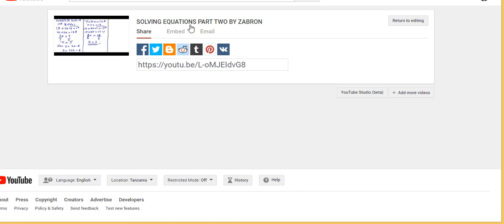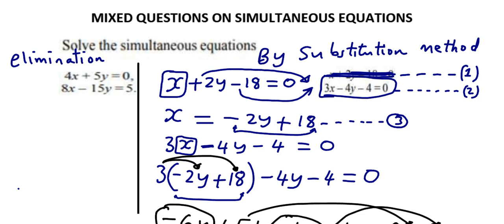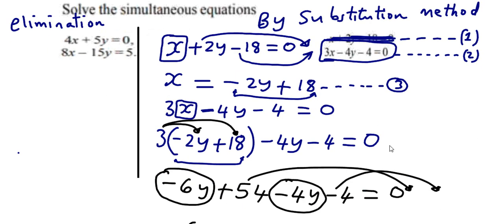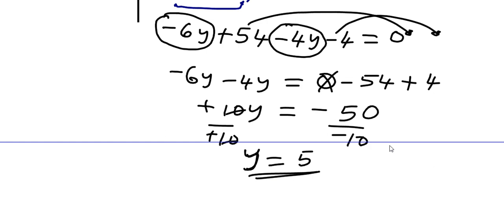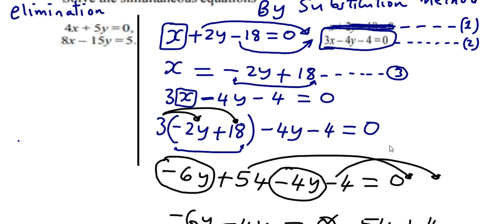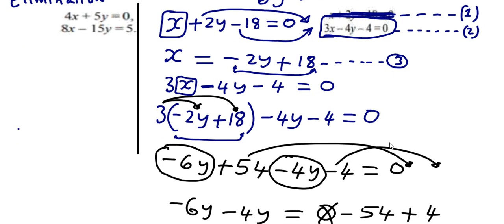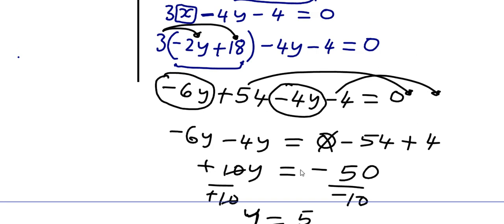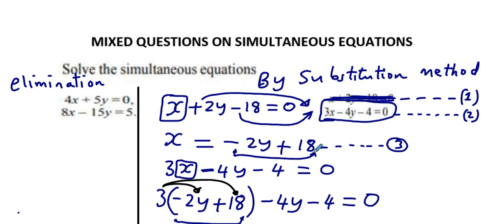Yes, now solving question part 2 by Zabron, that has been published. So I'm going back to my question here. We got y equals to 5. Now what do we do next? After getting y equals to 5, you can substitute that answer into any of these two equations.